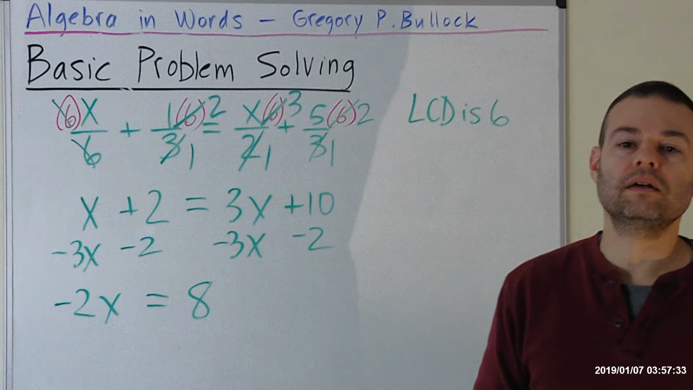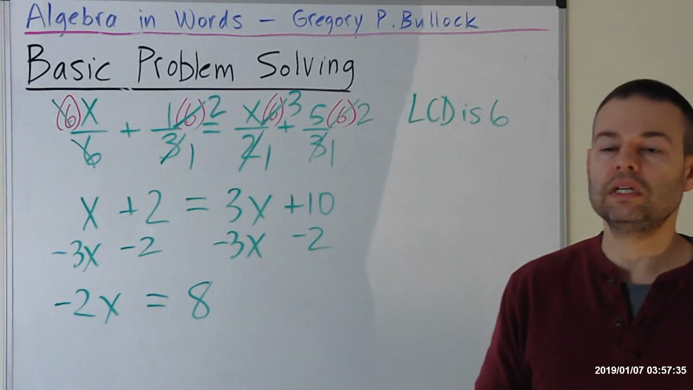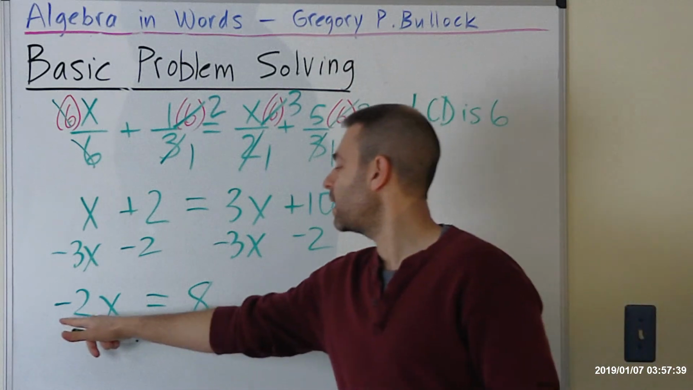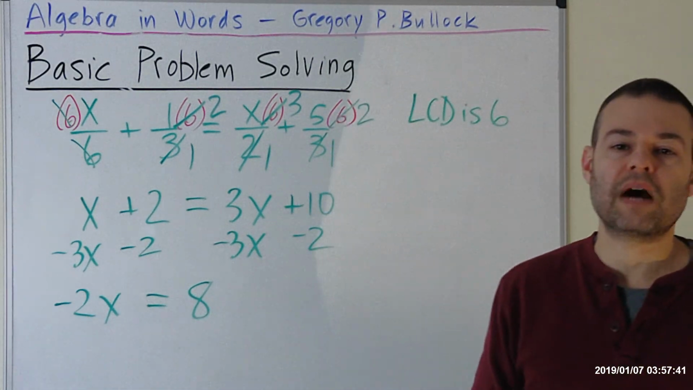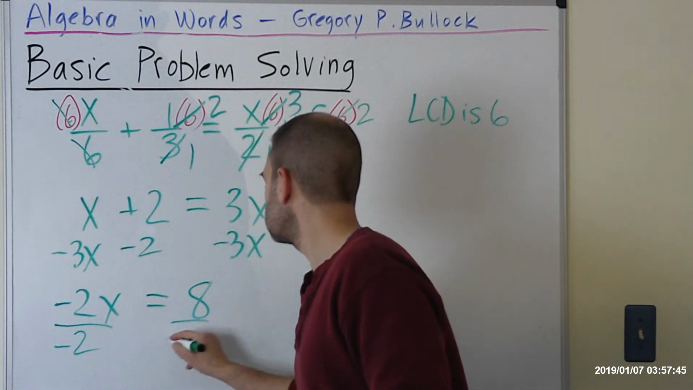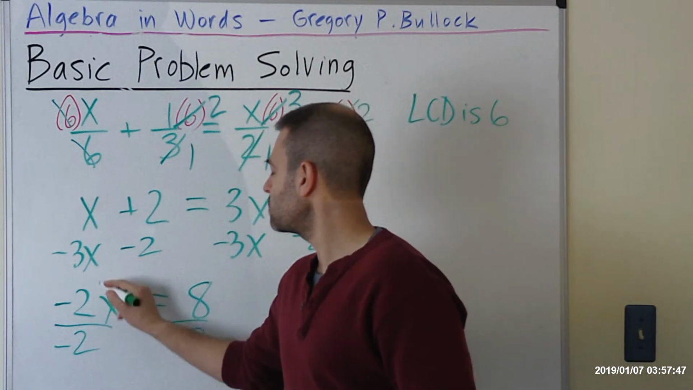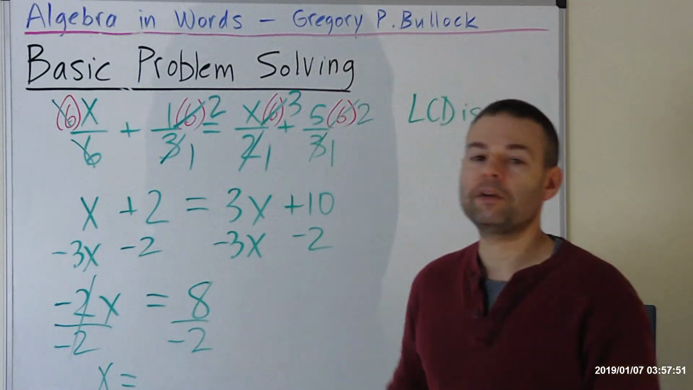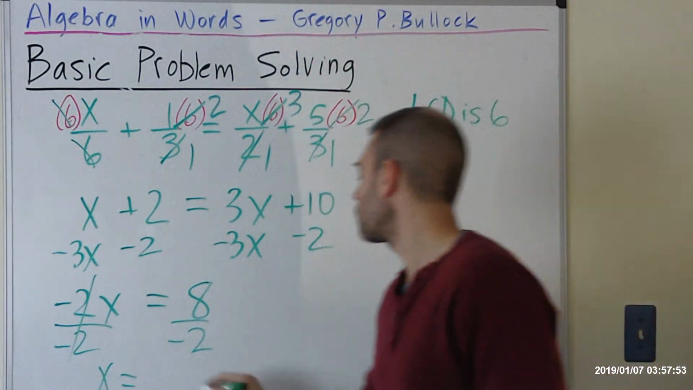Next step, we want to isolate just the variable. That's using multiplication or division. We have a coefficient of negative 2, so we can divide both sides by negative 2. Negative 2 cancels negative 2, leaving x. 8 divided by negative 2 is negative 4.